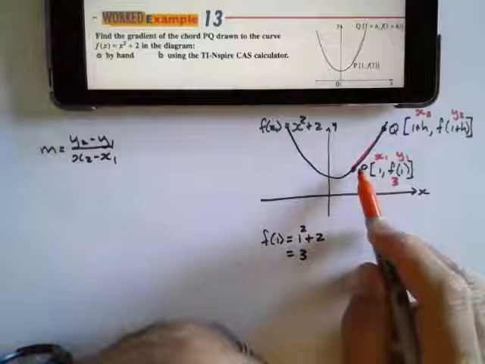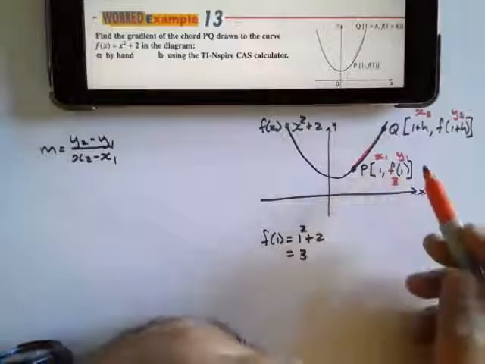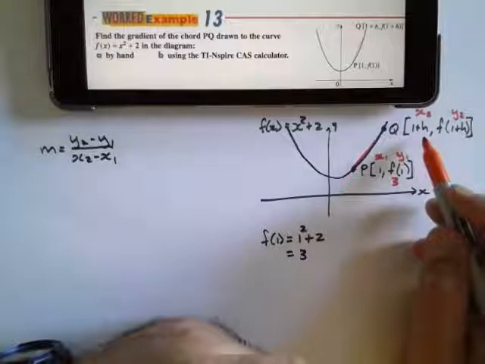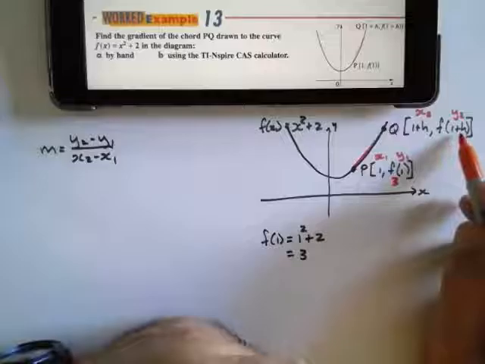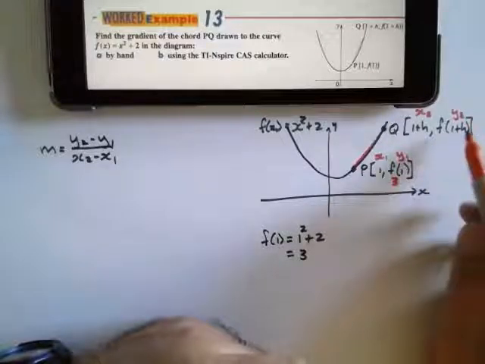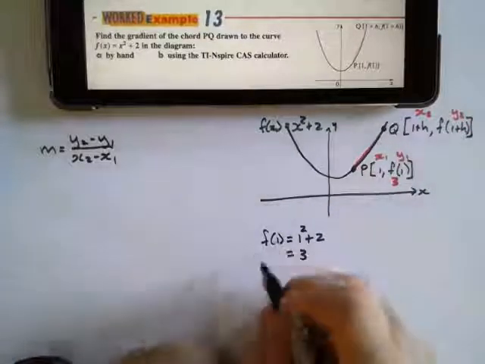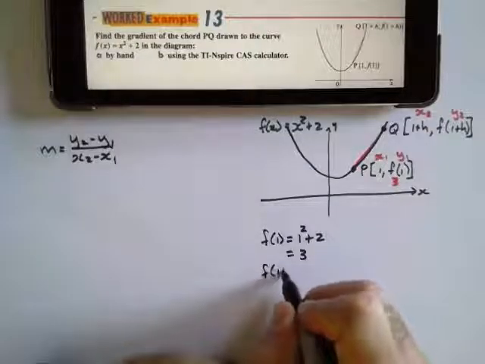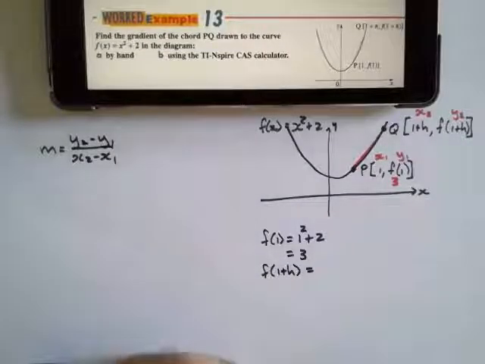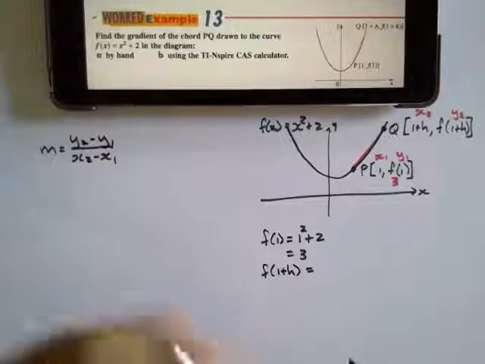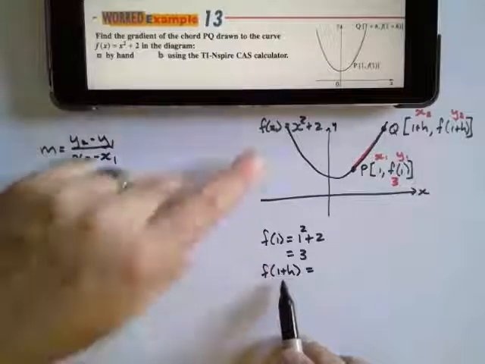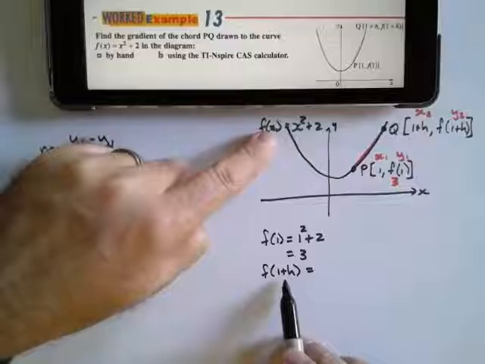Then Q is some h units away. I don't know what it is, so I'm just going to keep it that. However, I want a value here, I don't want a function here. So I also want to know what f at 1 plus h is. To find it, wherever I see an x, I'm going to put a 1 plus h.